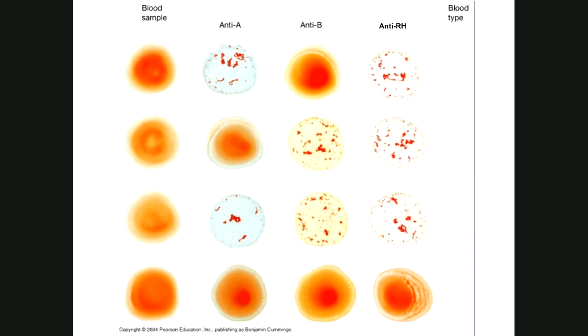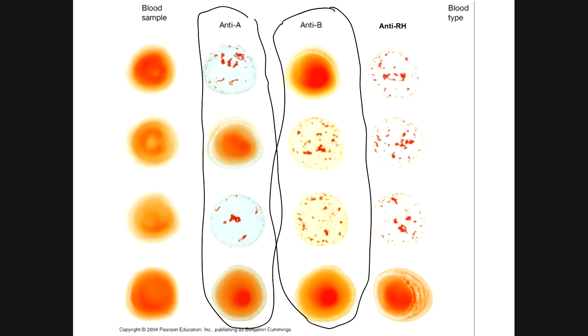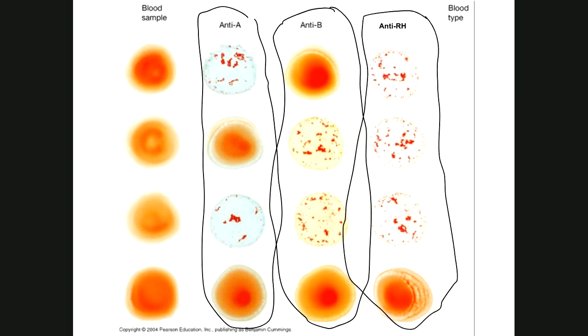So you might get something like this on the lab test. Now, of course, it's going to be all mixed up. It won't be this one. But it doesn't matter as long as you know which. All of these had anti-A mixed with them. All of these had anti-B mixed with them. And all of these had anti-RH mixed with them. So you can figure out the blood type. Can everybody do that?